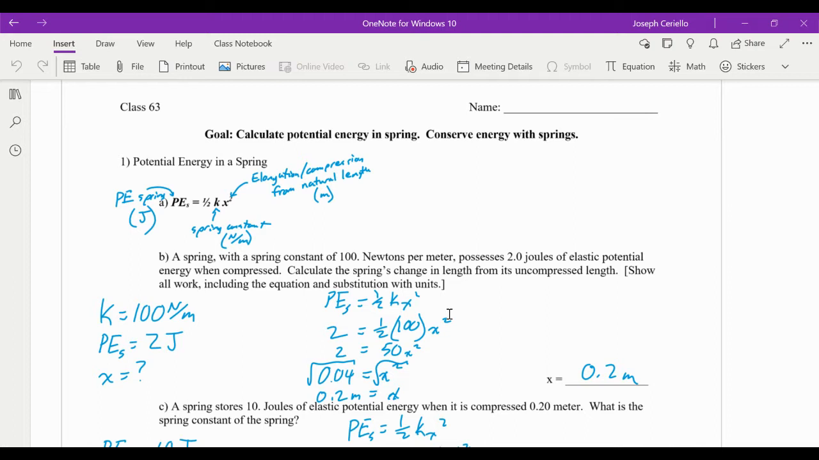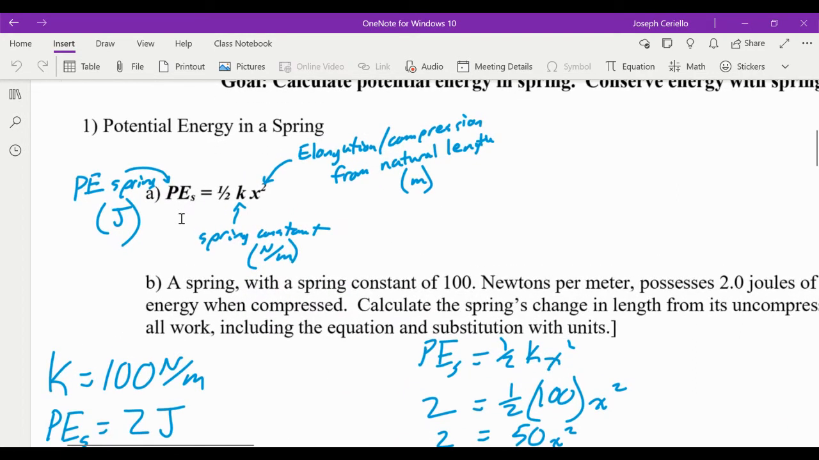As far as calculating the potential energy in the springs goes, it's really not that bad. Potential energy in a spring equals 1/2 kx squared. Potential energy is still measured in joules. The spring constant is newtons per meter. The spring elongation or compression from its natural length is x. Don't forget, only the x is squared.